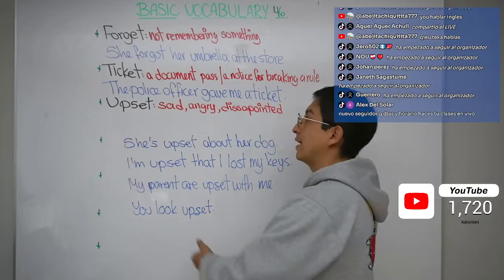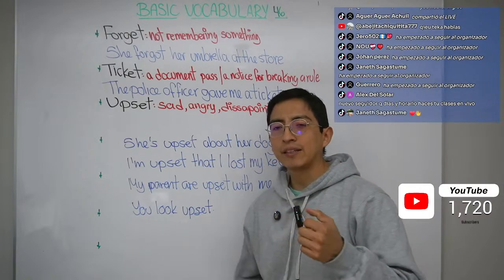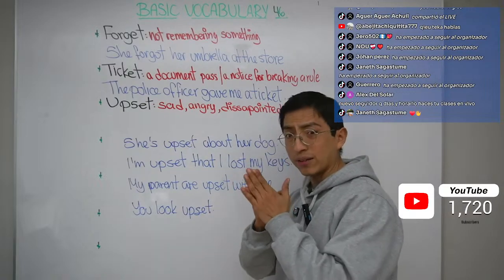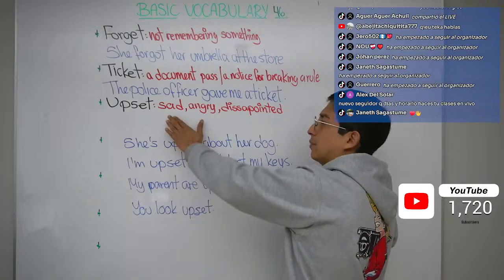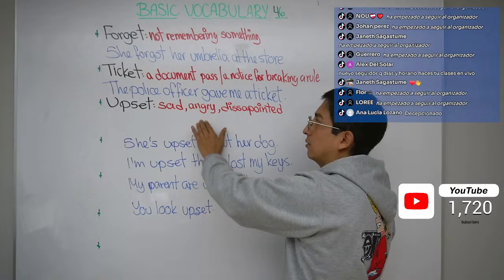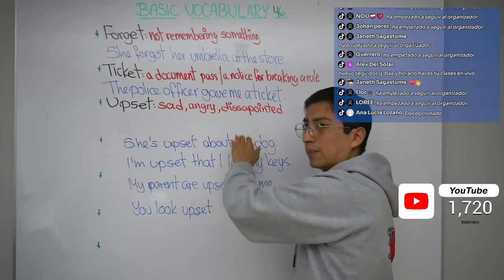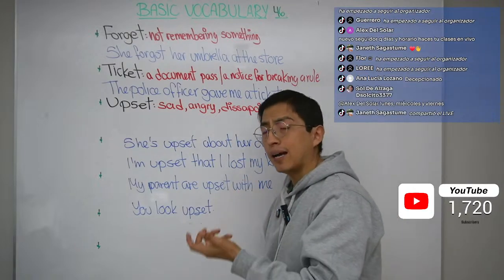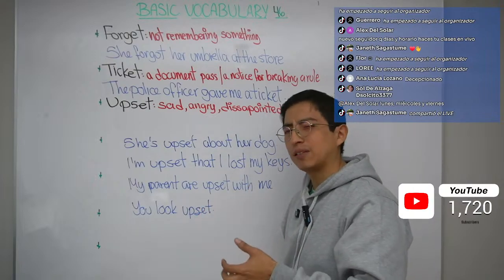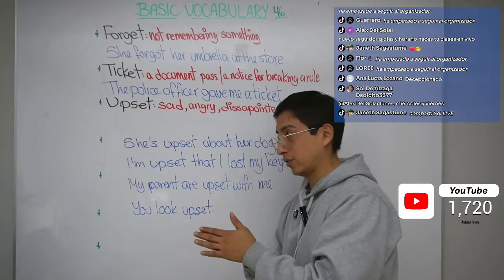Listo, chicos. Entonces, upset. Upset es una palabra bastante flexible, ¿ya? ¿Por qué? Porque estamos hablando de al menos tres o hasta cuatro cosas, inclusive, ¿ya? Upset podría ser alguien que está triste, enojado, decepcionado, disappointed, o perturbado, afectado por algo. Entonces, upset envuelve todo eso y mucho depende del contexto.